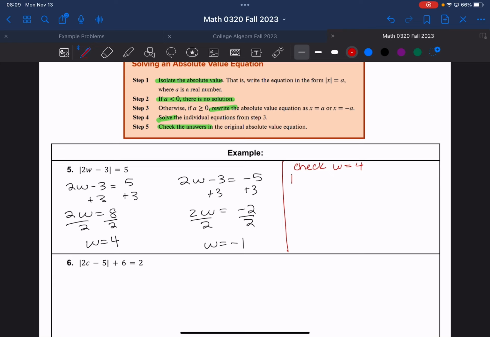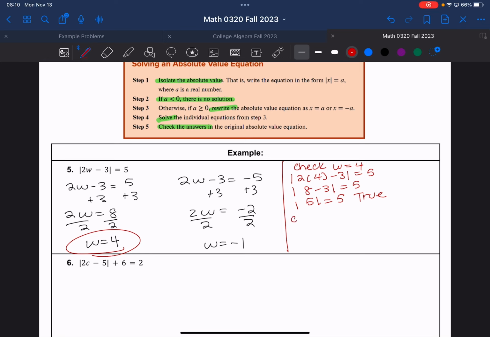So I have the absolute value of 2 times 4 minus 3, close absolute value, equals 5. Simplifying this, I have the absolute value of 8 minus 3 equals 5. Absolute value of 5 equals 5. Is this true or false? True. So that means w equals 4 is an answer.